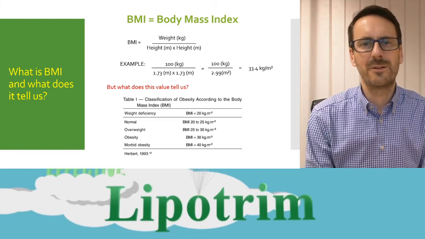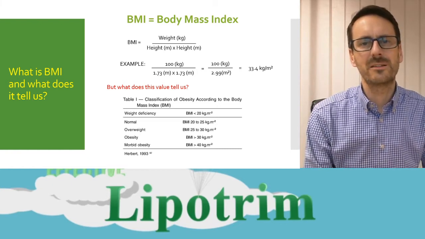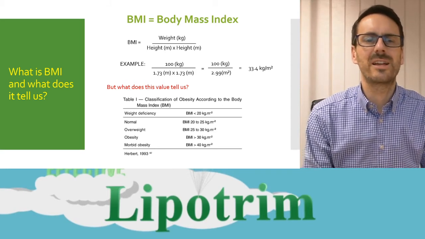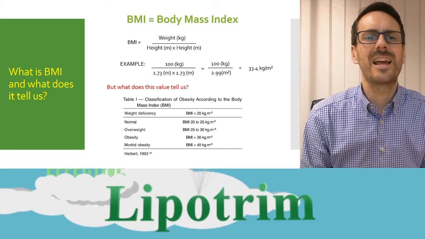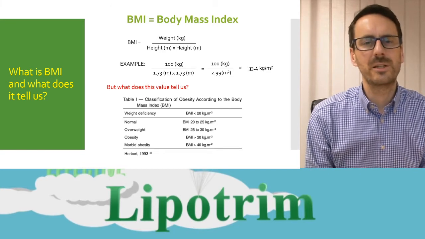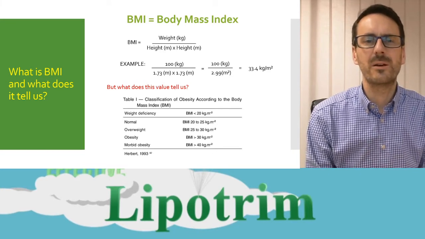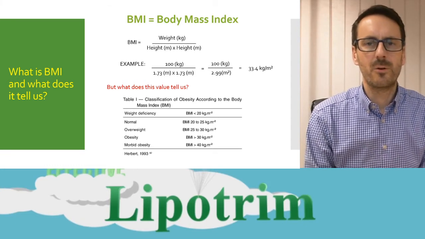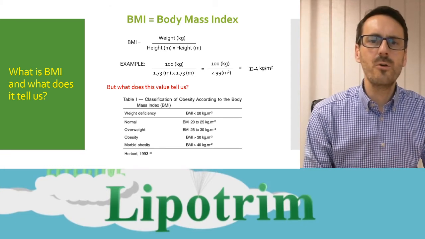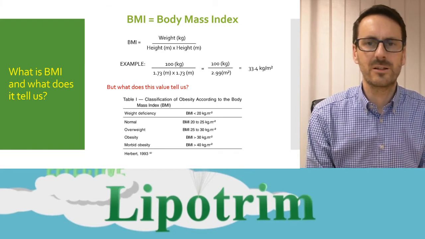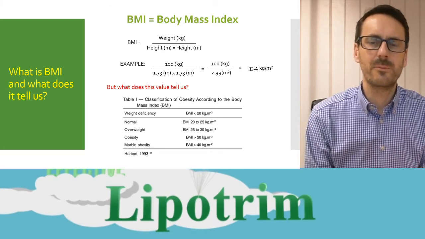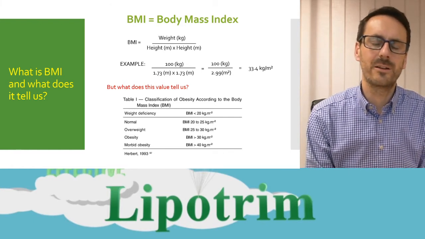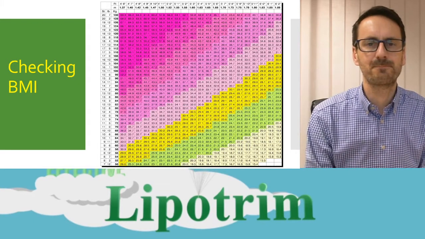But what does this value actually tell us? Well, BMI is categorized into different sections so that you can understand what BMI is telling you. A BMI of 20 to 25 is your normal range, so that's where we would ideally want every person to be. Underweight is below a BMI of 20. Anyone over BMI of 25 is classed as overweight, and anyone over BMI of 30 is classed as obese. So we have different categories to help everyone understand what BMI is.